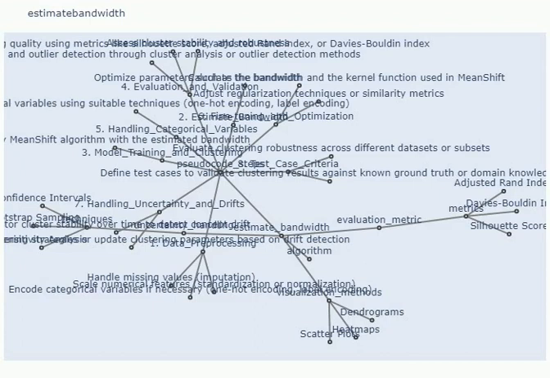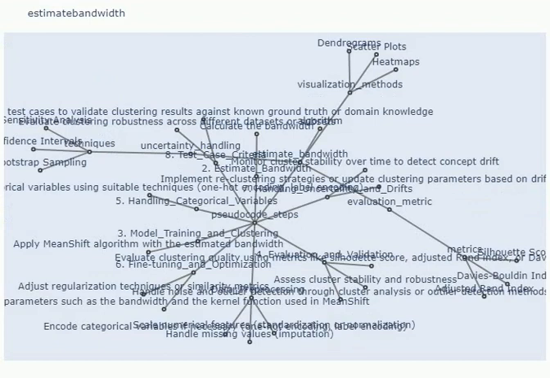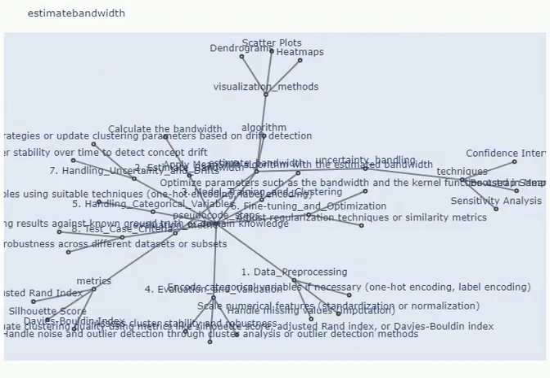Implement reclustering strategies or update clustering parameters based on drift detection. Details: adjust clustering parameters or retrain the model when significant concept drift is detected. 8. Test case criteria. Description: define test cases to validate and assess clustering results. Steps. Define test cases to validate clustering results against known ground truth or domain knowledge.